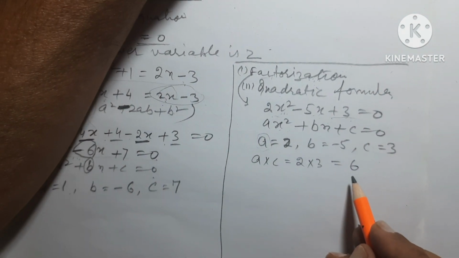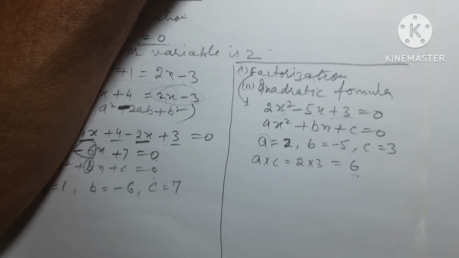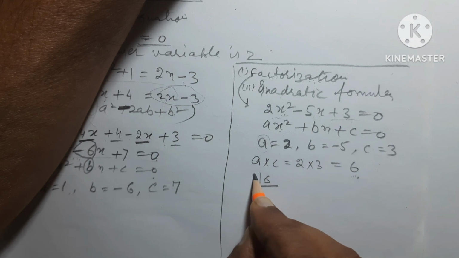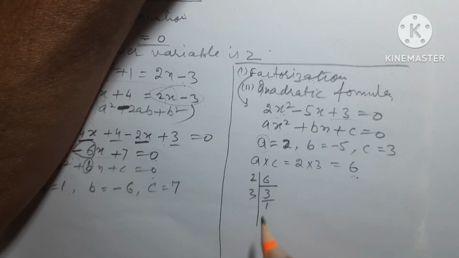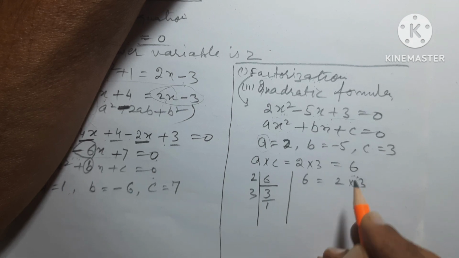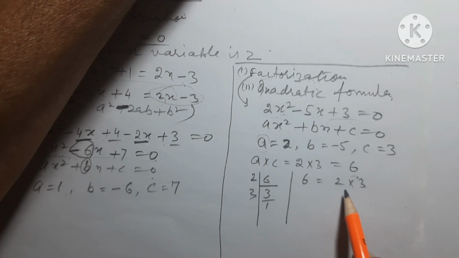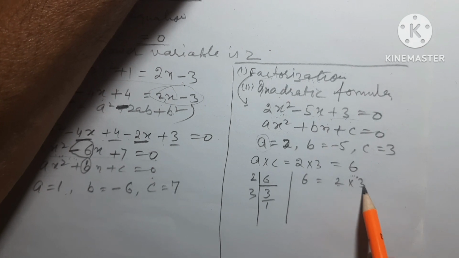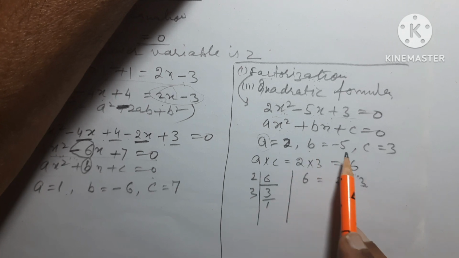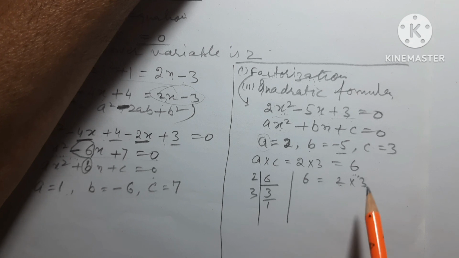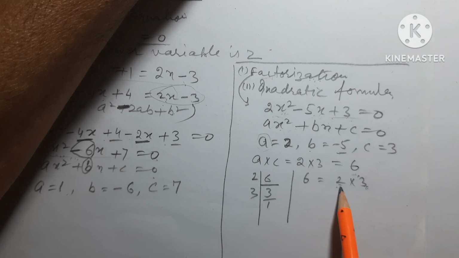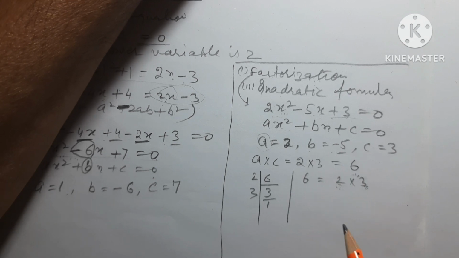Now we have to find the factors of this 6. What are the factors of 6? Prime factorization: 2, 3. So the factors of 6 are 2 and 3. We need to find the factors in such a way that the addition of these two factors should be equal to b, which is minus 5. How can I convert 2 and 3 so that their addition is equal to minus 5?